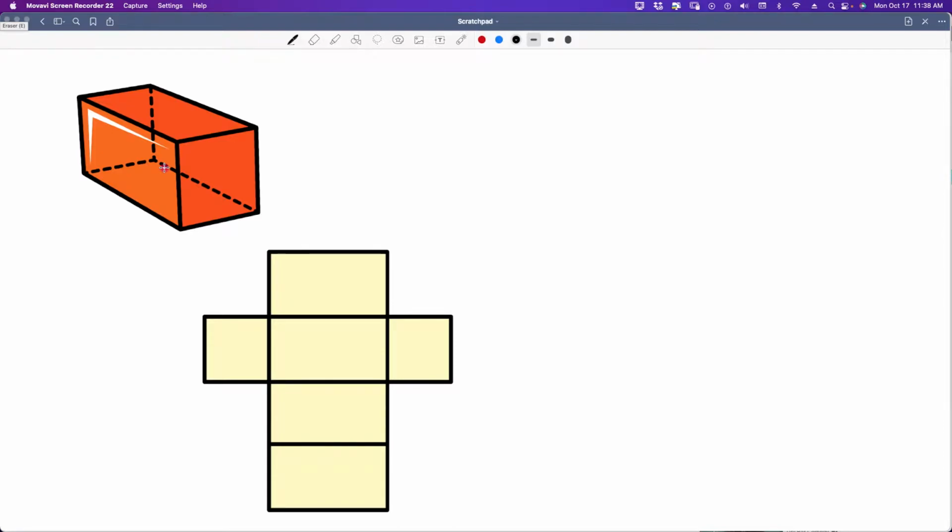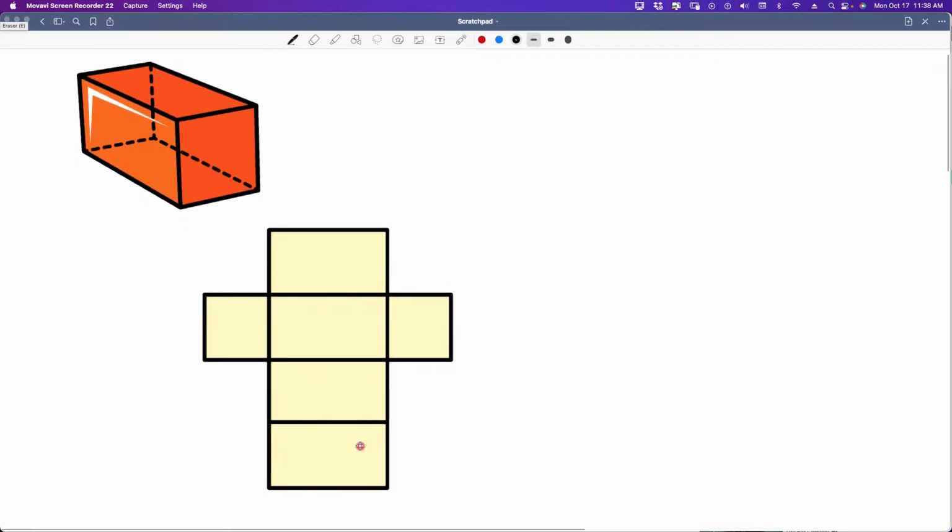And we find surface area by calculating the area of each face of the shape. So in order to do that, we have to first understand what the faces of this shape are. So that is defined by its net. This is the net of that box. So in this box, you see we have a base here on the bottom, right? That is the base here.